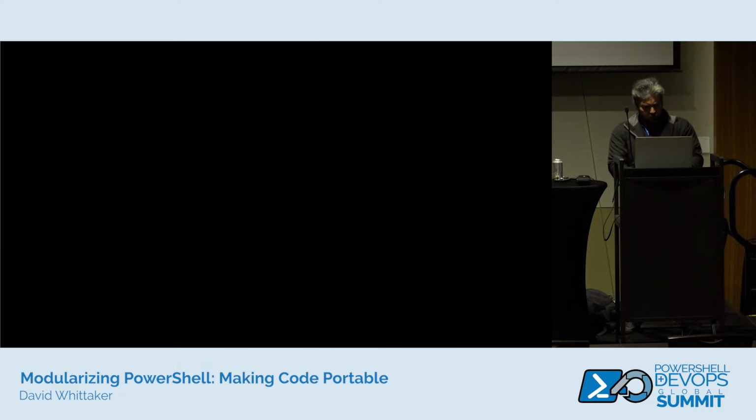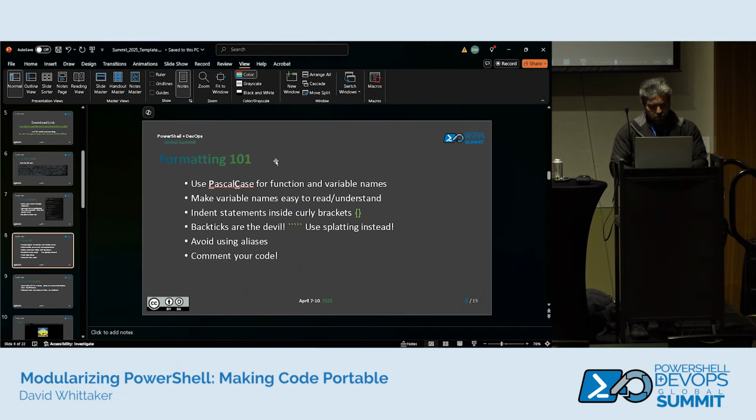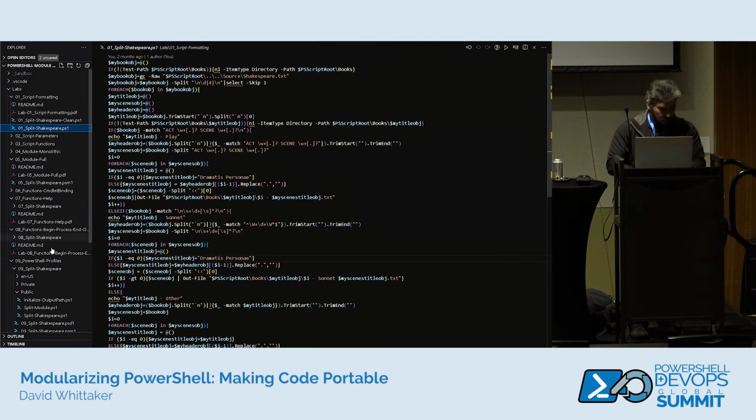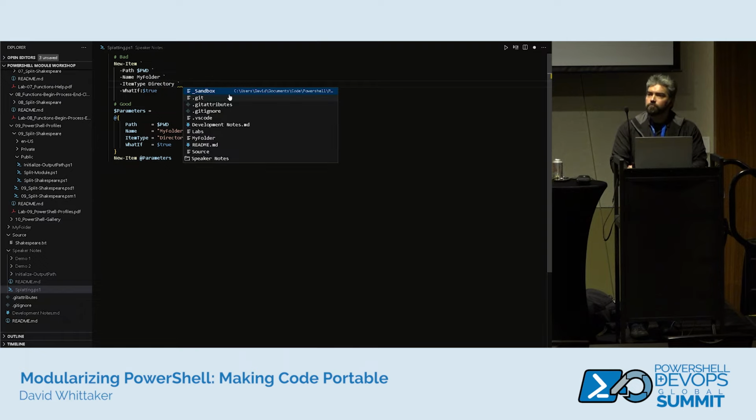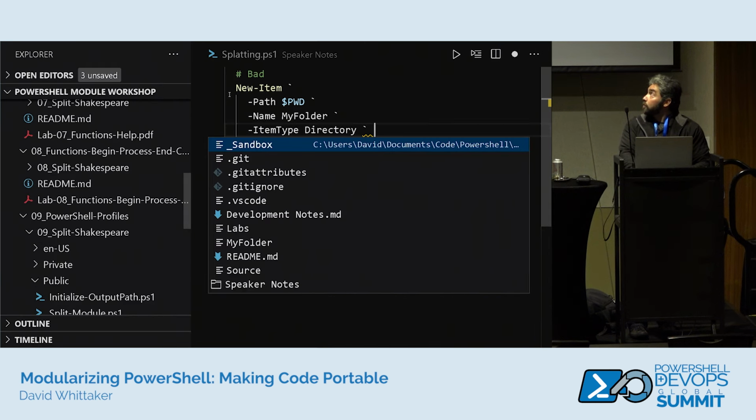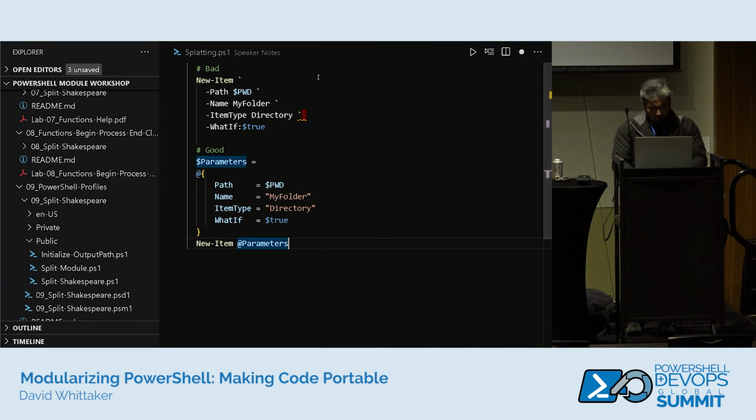So let's just get out of our presentation real quick and we'll do this live. All right, I've got an example of this. So this new item for my present working directory, I've got a bunch of different parameters here. What happens if I put a space right here? Let's find out. Let's copy this into a live PowerShell session.